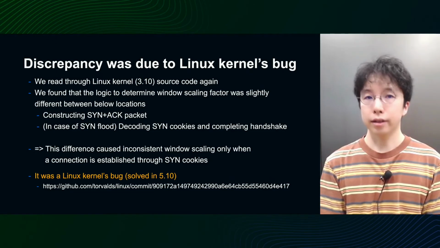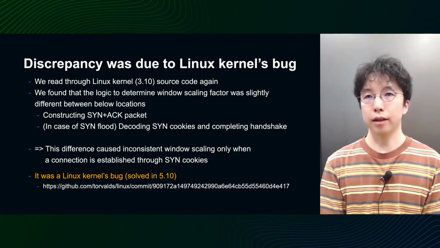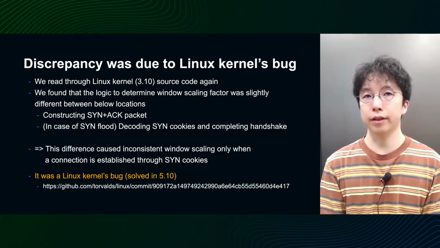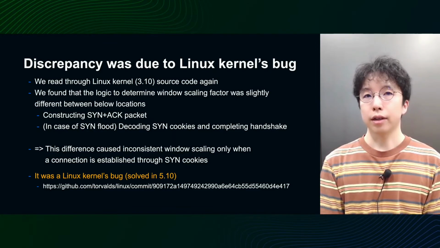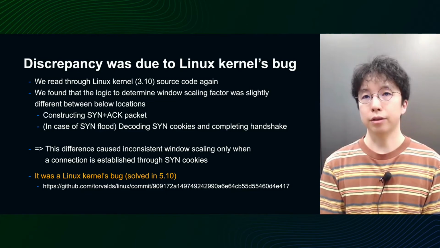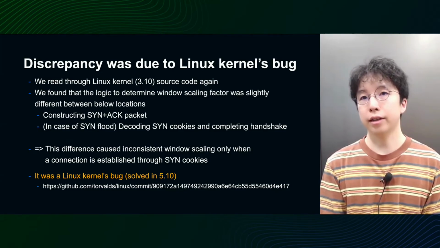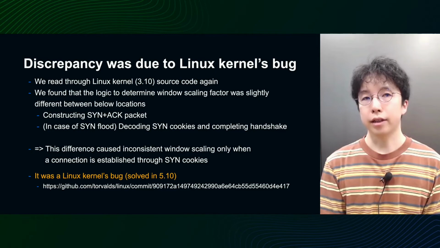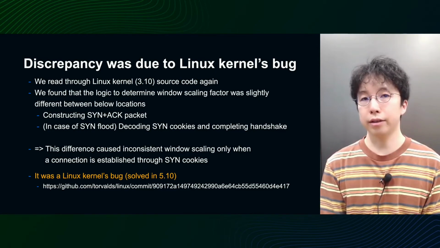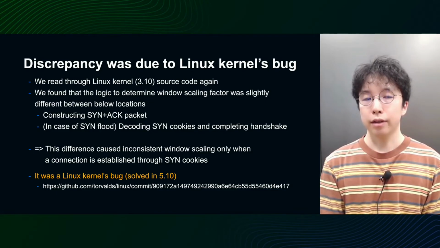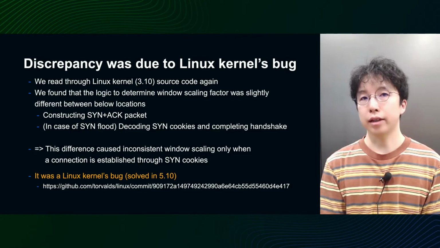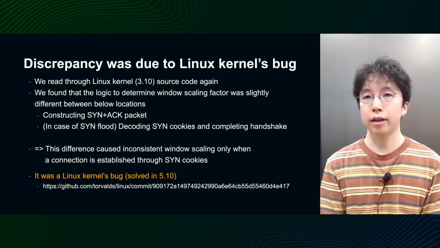So why is there such a discrepancy between the window scaling factor advertised by the broker to the producer via SYN+ACK and the window scaling factor used by the broker after the connection is actually established? I checked the kernel source code again and found that the logic for determining the window scaling factor was different at the point that generates the SYN+ACK packet to be sent to the client and at the point that decodes the SYN cookies included in the ACKs sent back from the client. In conclusion, this was a bug that existed before Linux kernel version 5.10, which calculated the window scaling factor differently.